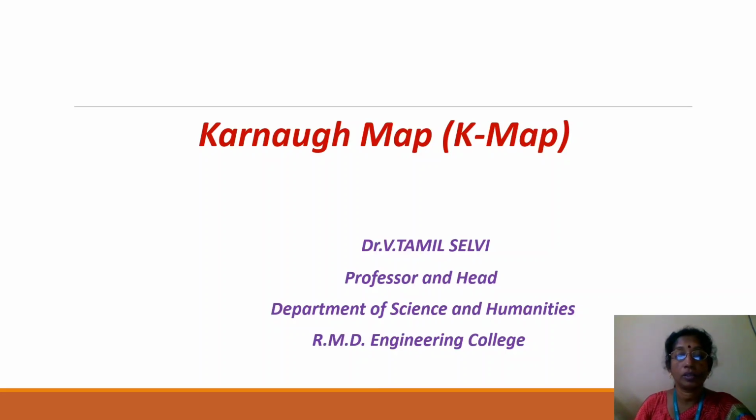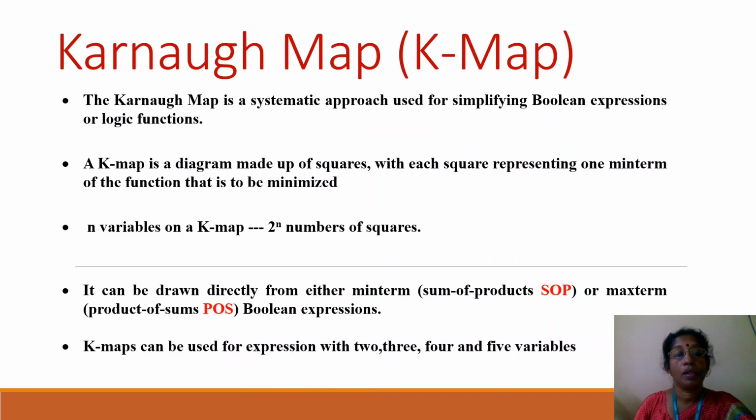Good morning students. Today we are going to handle the Karnaugh Map, also termed as K-Map. This Karnaugh Map is a systematic approach used for simplifying Boolean expressions or logic functions. You can also simplify a Boolean expression using Boolean algebra and De Morgan's law, but that will be time consuming. And this K-map is a diagram made up of squares, with each square representing one minterm of the function.